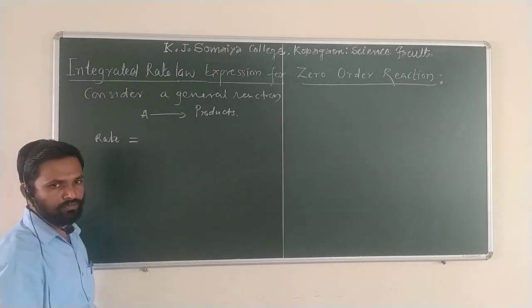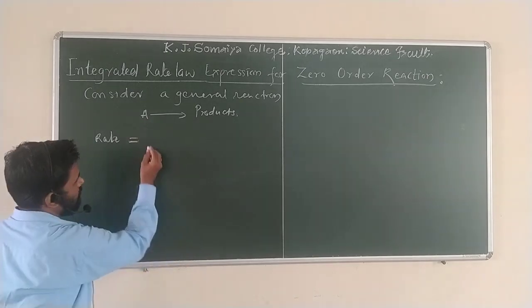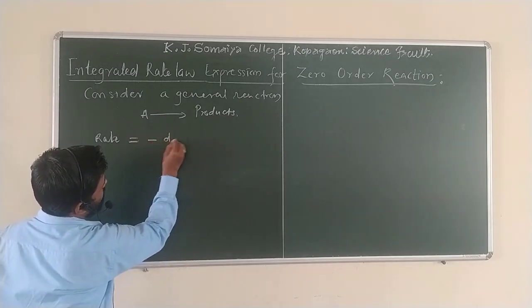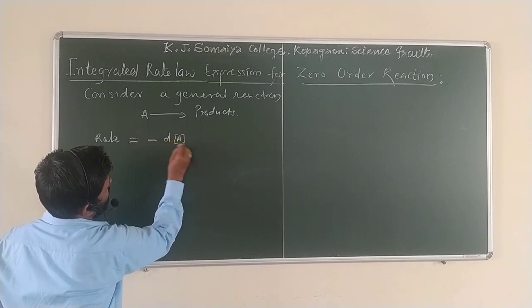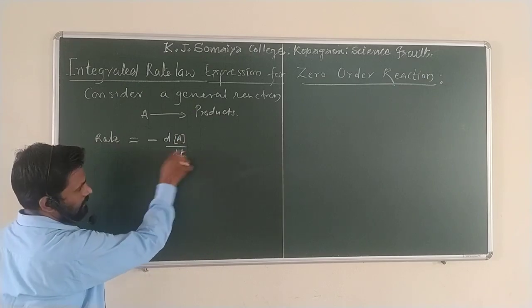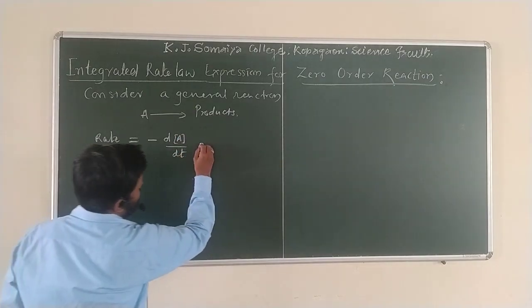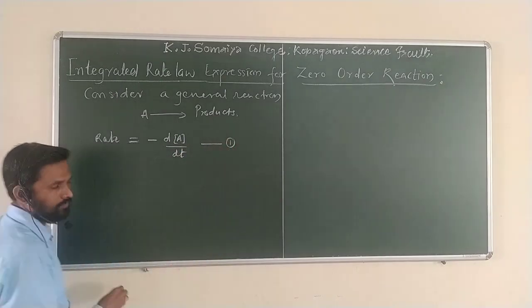In the differential form, you must consider the concentration with respect to time. So here I can write rate equal to minus dA upon dt. This is the rate in the differential form. Let us say this is equation number 1.